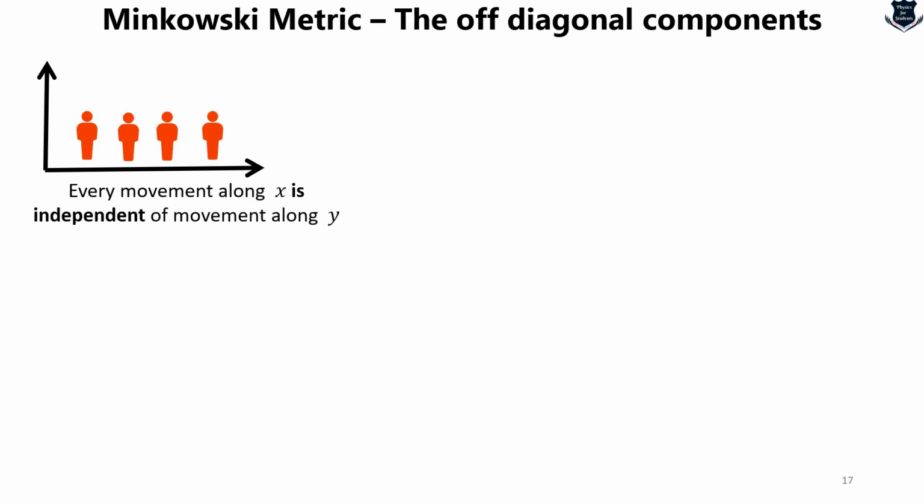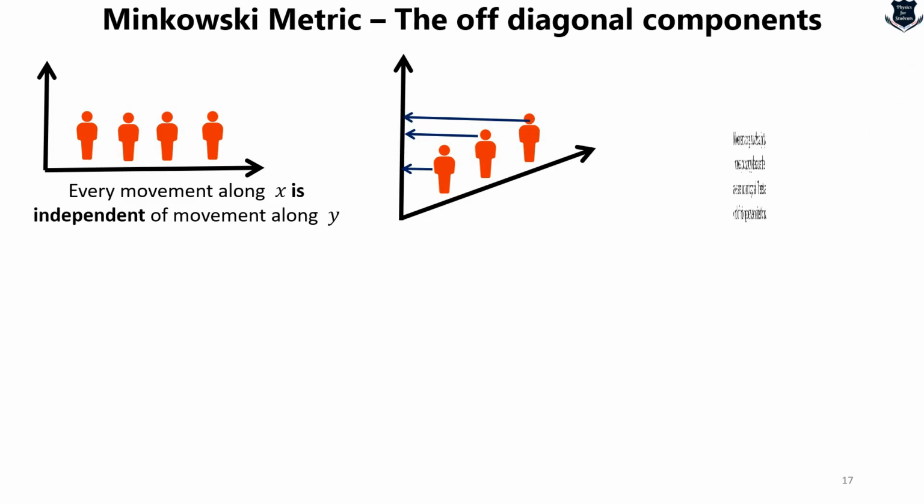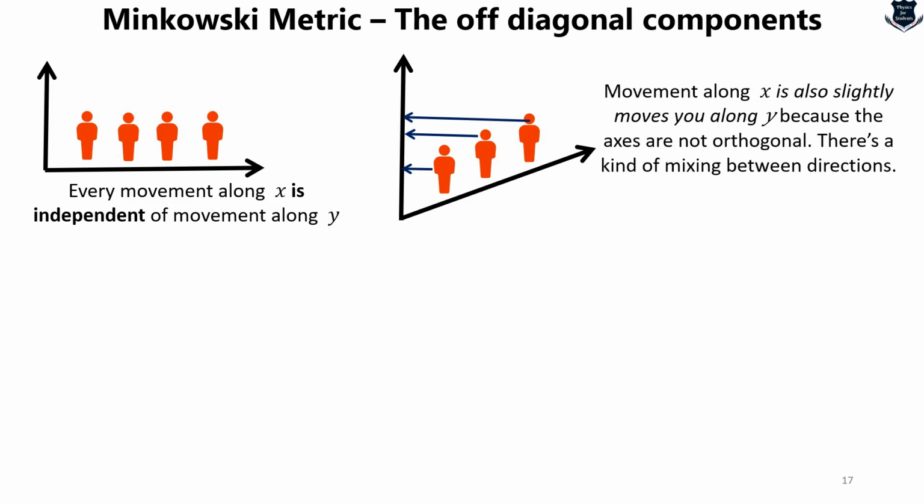So that means every movement along the x-axis does not change anything in y, because y equals 0. Now this is a skewed matrix. For example, the x is a little bit tilted, whatever be the reason. Now here you can see every time the person moves along the x-axis, it makes a change in the y-axis. Further, it makes a change in the y-axis. Further, it makes a change in the y-axis. So movement along x is slightly moving along y because the axes are not orthogonal.